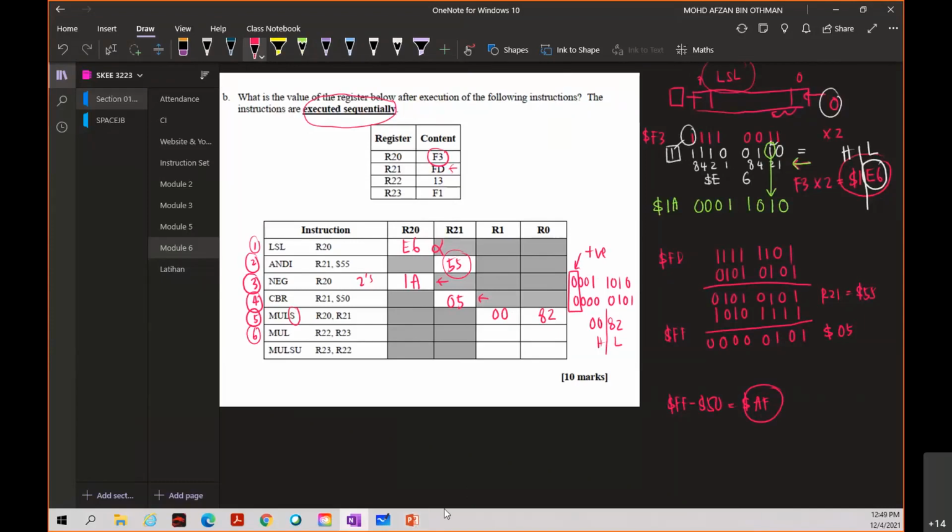So this one is more straightforward because this is a MUL. You're going to multiply unsigned numbers. Since it is an unsigned number, you simply multiply the value of R22 and R23. R22 is 13. R23 is F1. Simply press the calculator and see what you get. Anyone? 1183. Okay, so 1183.